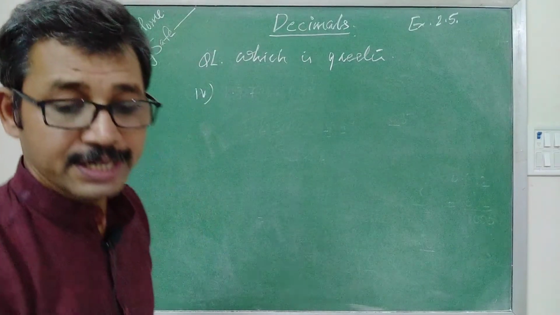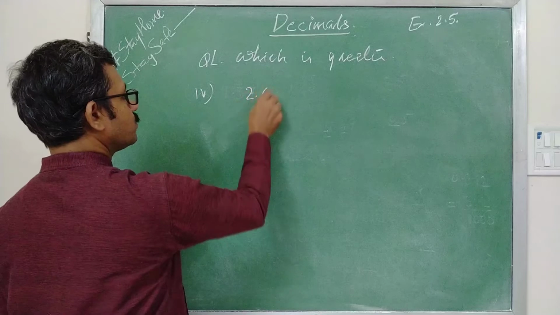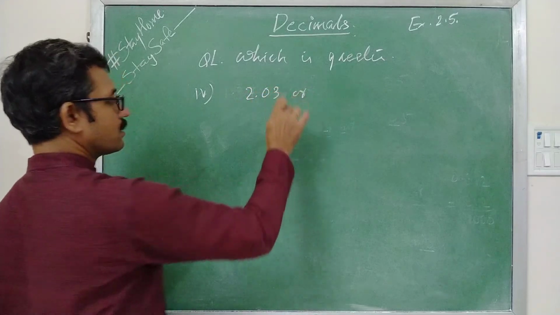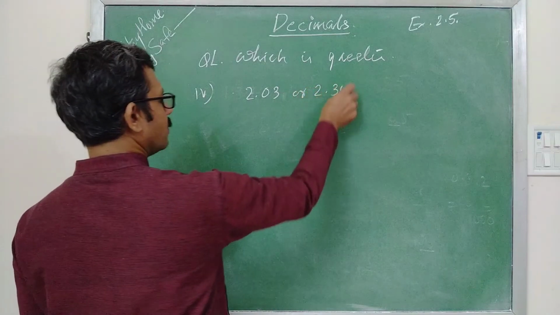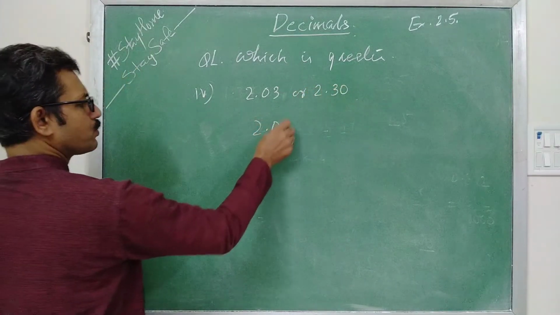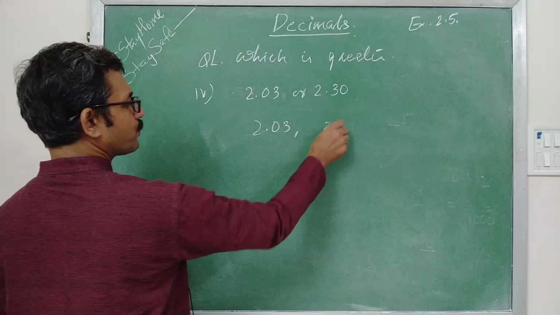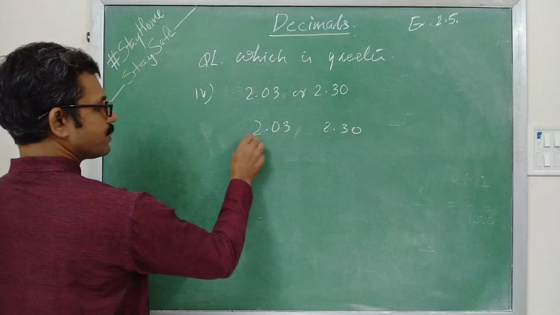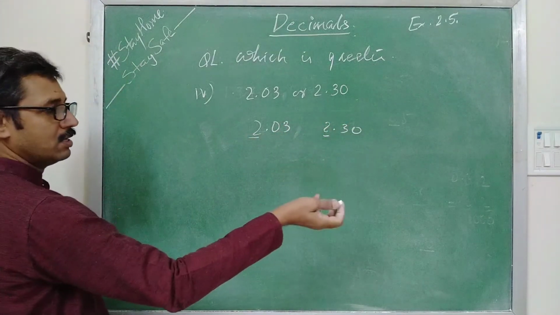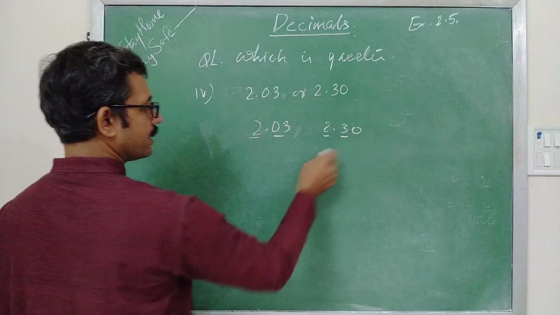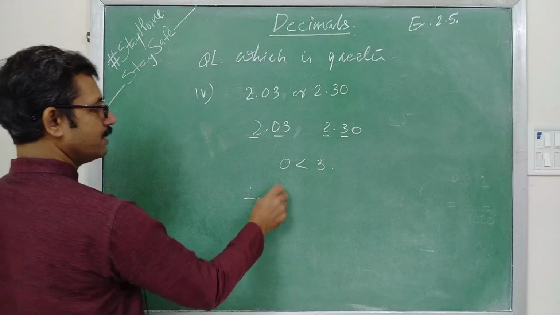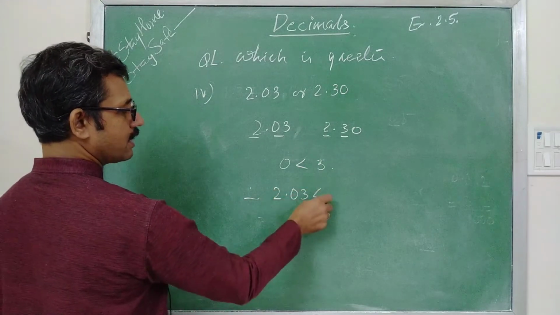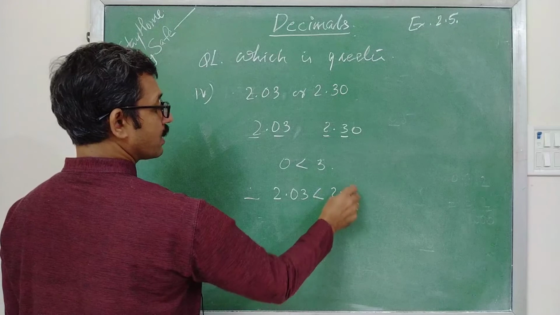Okay, here it is, 2.03 over, okay, 2.30. Here also the same, 2 point this and the other is 2.30. Now the comparison: first two will be compared, equal. Next is 0 here and 3 here. So what do you write? 0 is less than 3. Correct? Therefore we can say that 2.03 is less than 2.30.